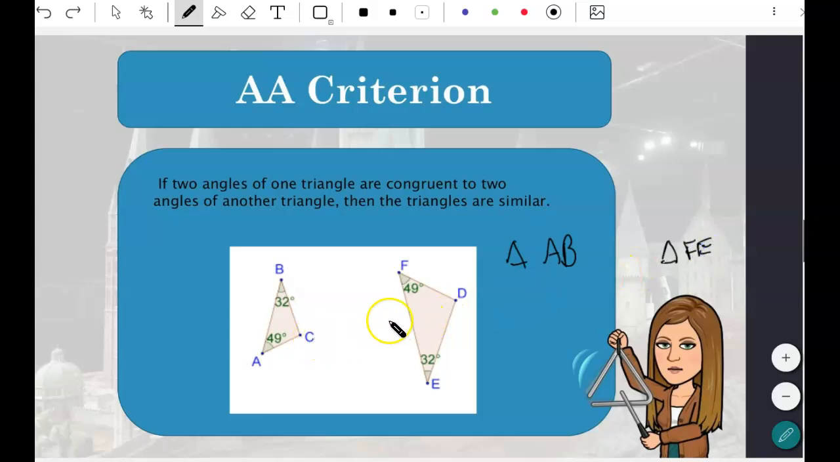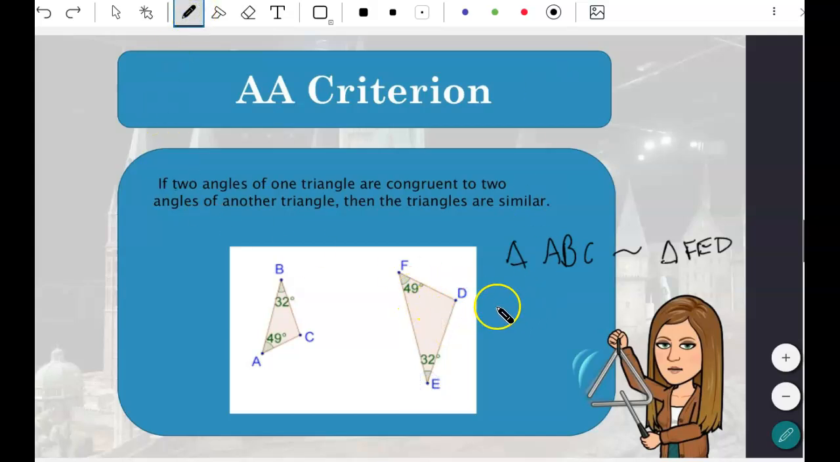And then C would correspond with D. So that's how the triangles would be labeled, A, B, C, and F, E, D. Now, we know that the angles of a triangle add up to 180, so you could also find this missing angle.